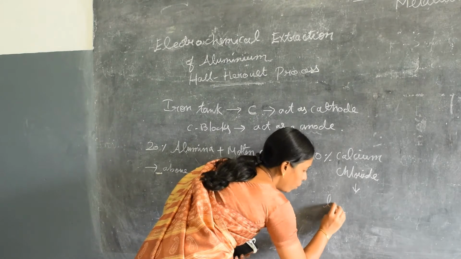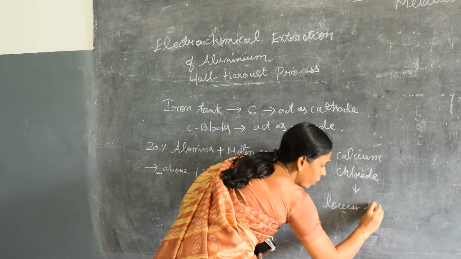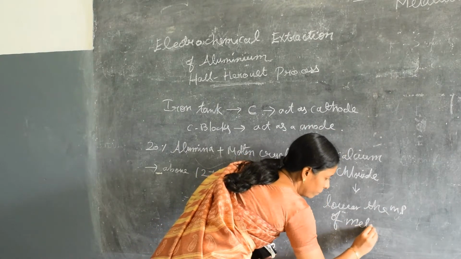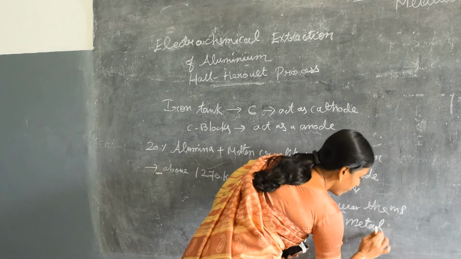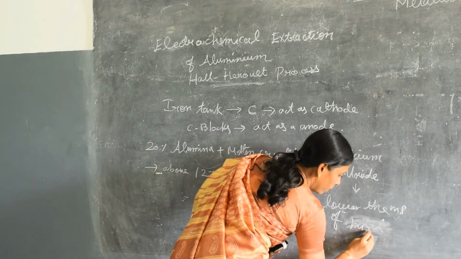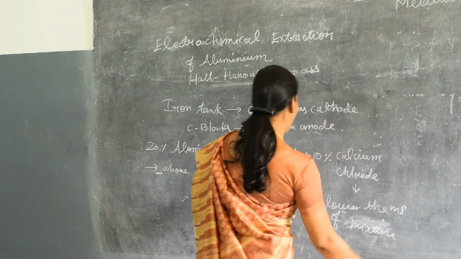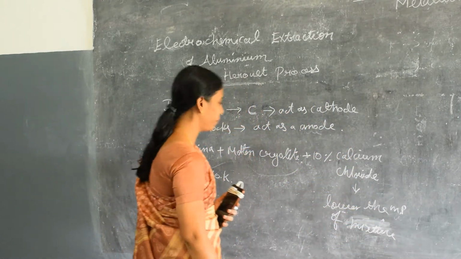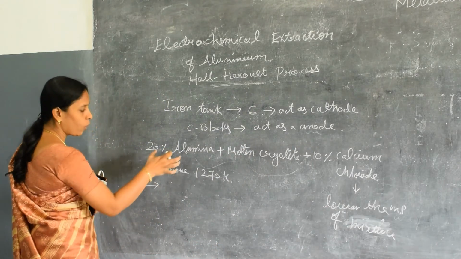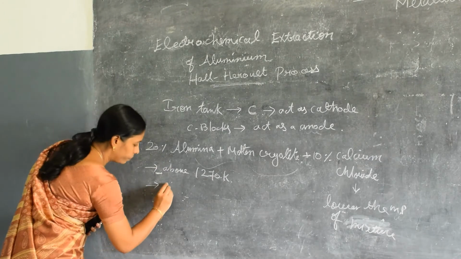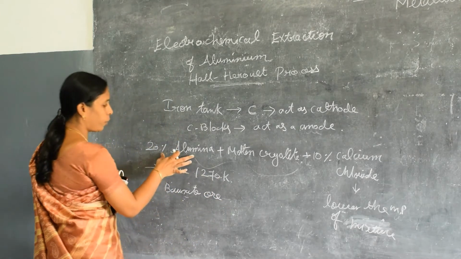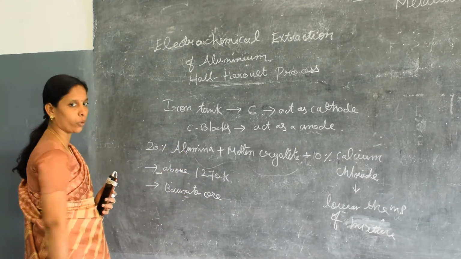mixture. Okay, it lowers the melting point of the mixture. Okay, and then the aluminium, aluminium is obtained from bauxite ore. The 20% alumina is obtained from bauxite ore.